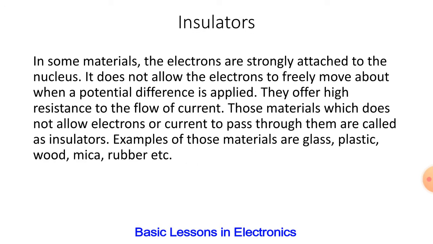Insulators. In some materials, the electrons are strongly attached to the nucleus. It does not allow the electrons to freely move about when a potential difference is applied. They offer high resistance to the flow of current. Those materials which do not allow electrons or current to pass through them are called insulators. Examples of those materials are glass, plastic, wood, mica, rubber, etc.